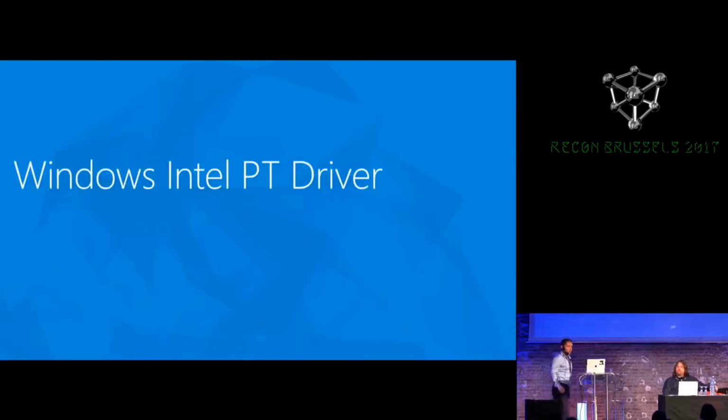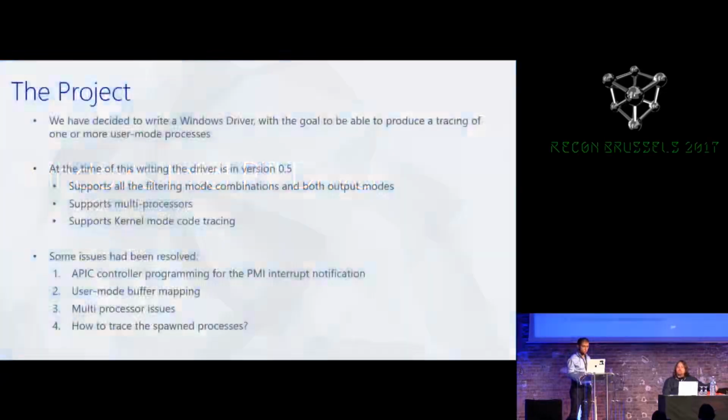Okay, let's speak about the Intel PT driver implementation. We have decided to write this driver to be able to perform the trace directly from a Windows operating system. At the time of this presentation, the driver is quite stable, and in its version 0.5. It supports all the filtering mode combinations and output modes. Some new features of this release are that it supports even multiprocessors, and it supports even kernel mode code tracing. As I have told, you can use the processor trace to trace even kernel software without any problem.